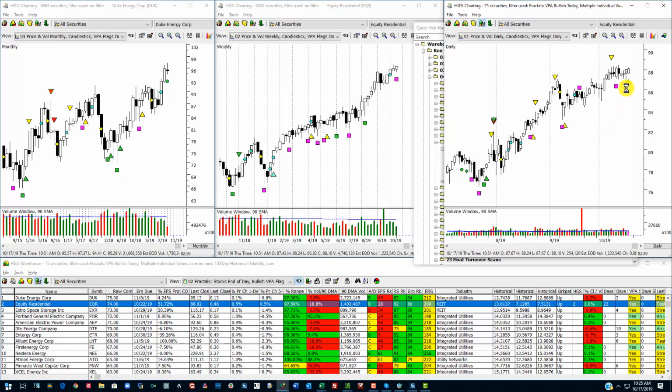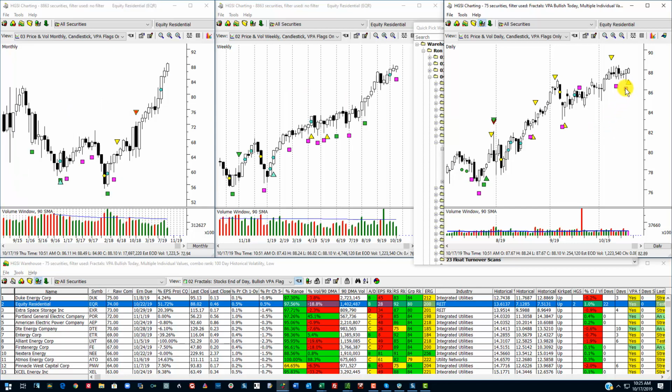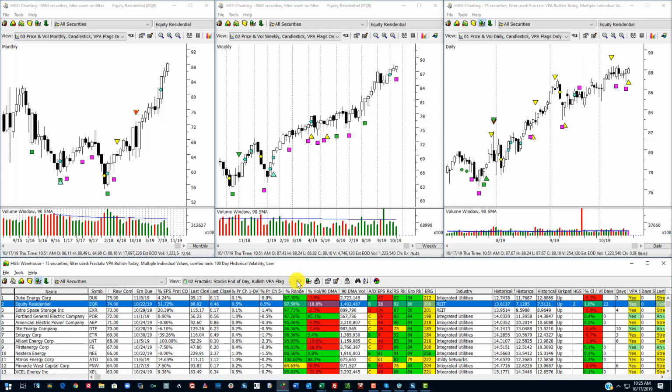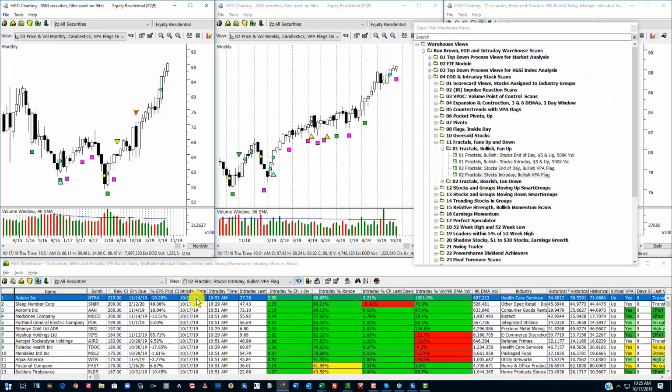Here's the low volume test on this particular stock, Equity Residential. Here's the confirmation today, and strong monthly, strong weekly, and strong daily. Now let's go to the other version of this, which would be the intraday version.